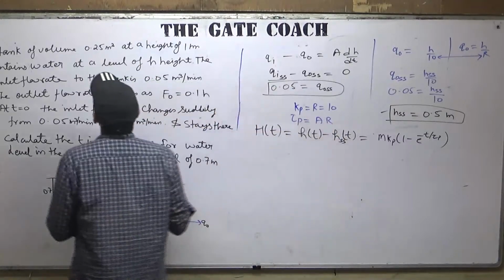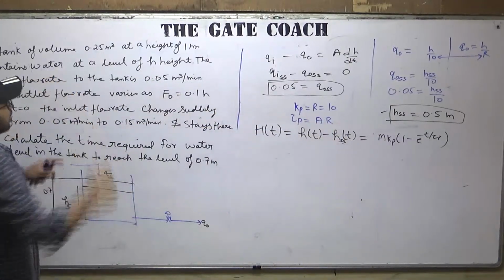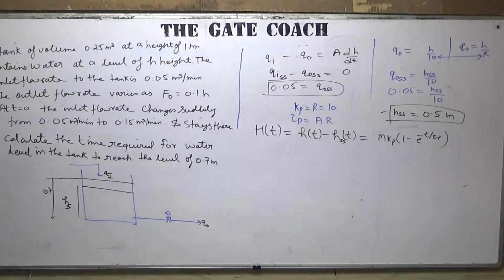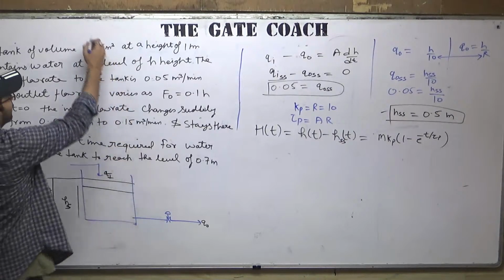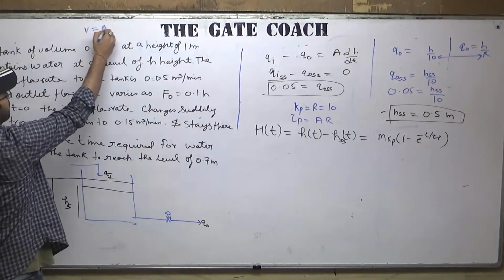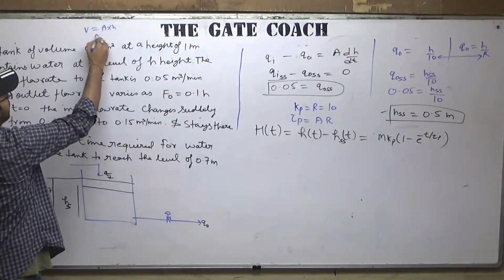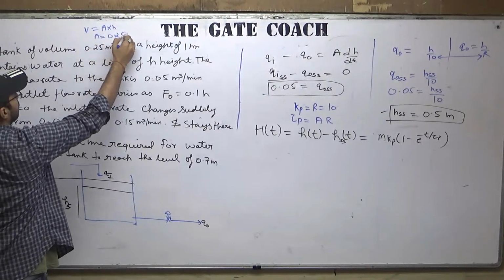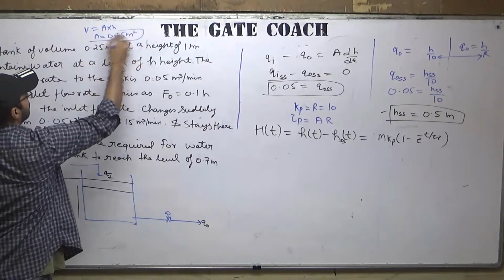What is the area? The height of the tank is 1 meter, right? So volume equals area into h. Area equals 0.25 meter square.